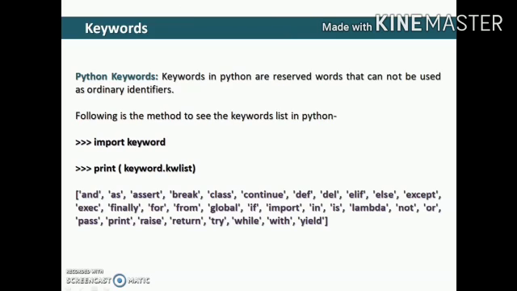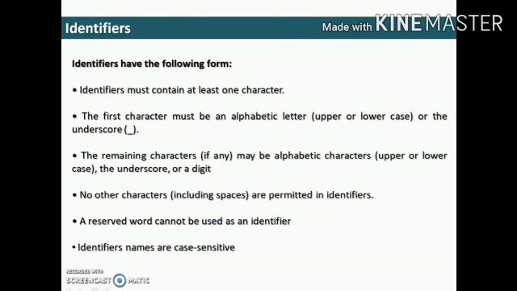Python keywords are reserved words that cannot be used as ordinary identifiers. If you want to see how many keywords are defined in the library, then you can run this statement: import keyword and print keyword.kwlist. So it will display all the keywords defined in the Python library. These keywords are not used as a variable name or identifier name.